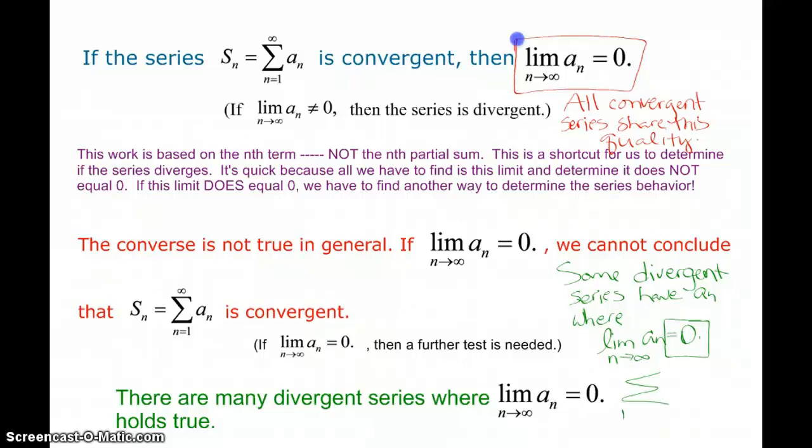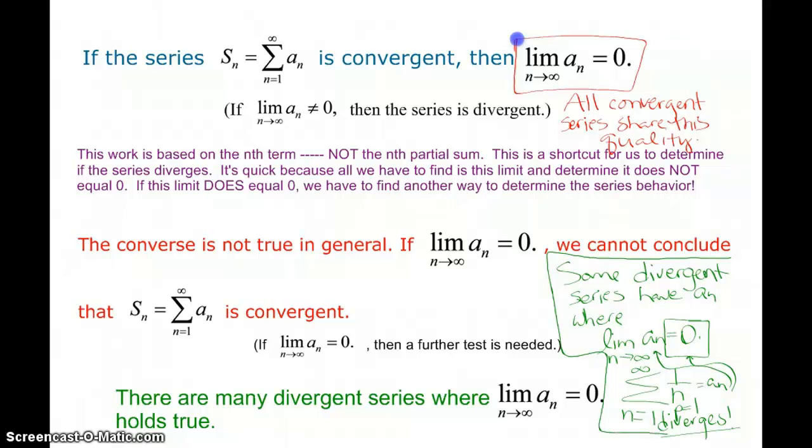Remember, here's a series that is a p-series where p equals 1. It's the harmonic series, and we know this series diverges. But if we put that nth term in this limit, we're going to get 0 for an answer. So there's one of the many series that fall into this subset of divergent series. This test will not find those series for us.